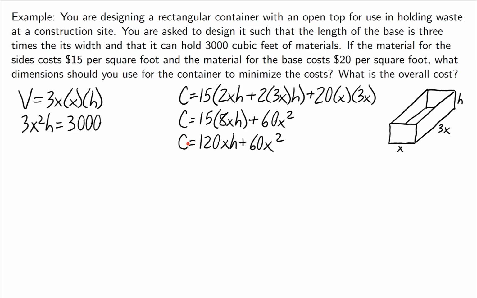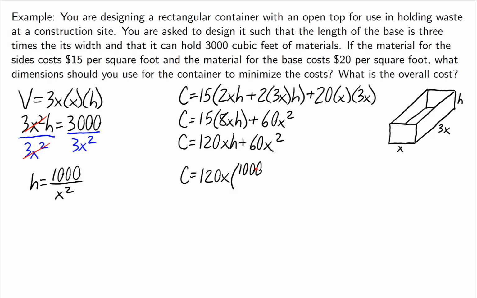Now we need to use our constraint. My suggestion would be to solve for h. So on this side, I'm going to divide both sides by 3x squared. If I do that on both sides, then I just get an h. H is equal to, the 3,000 divided by 3 I'll write as 1,000, and this is over x squared. Now let's make our substitution. We have 120x, and h is now 1,000 over x squared, plus 60x squared.